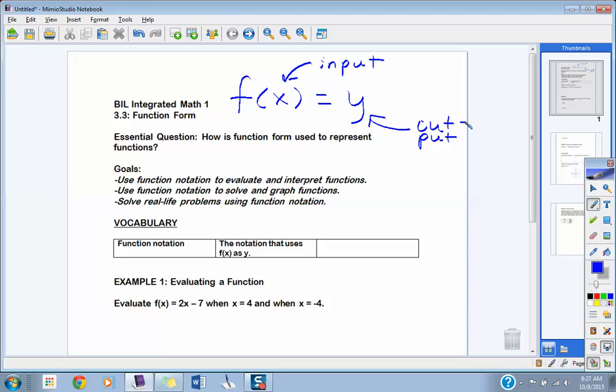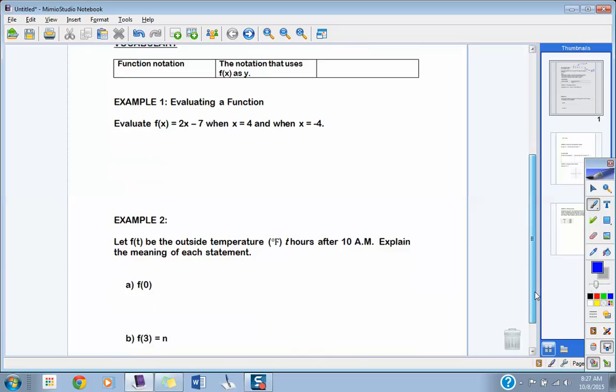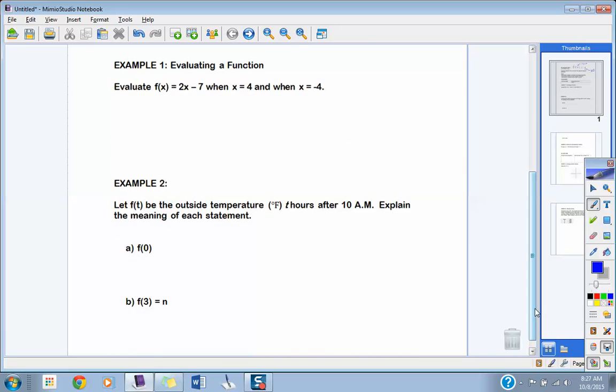Okay? So these were our central questions and our goals yesterday. Just a quick recall on this. Guys, in example 1, it said to evaluate f of x equal to 2x minus 7 when x is 4 and when x is negative 4. I'll just review the x is 4 part. When I give you an x value of 4, am I giving you the input or the output? If I say, hey, in this function, x is equal to 4, are you given the input or the output? You're given the input.